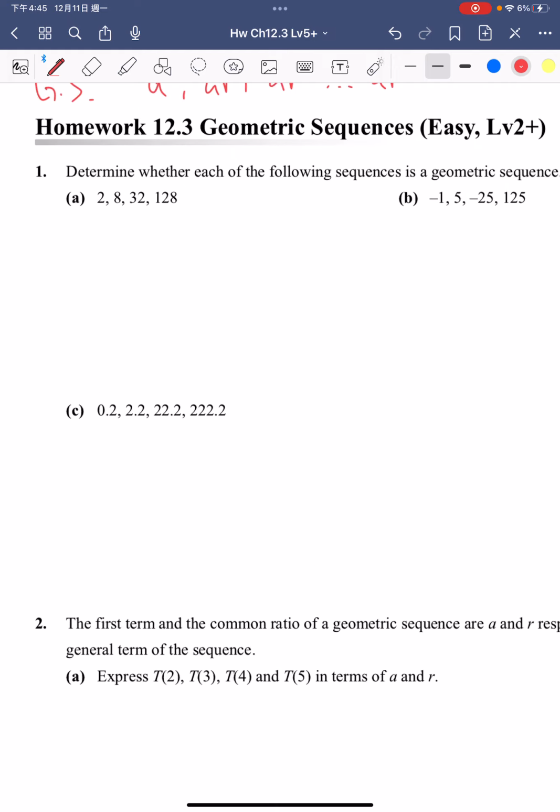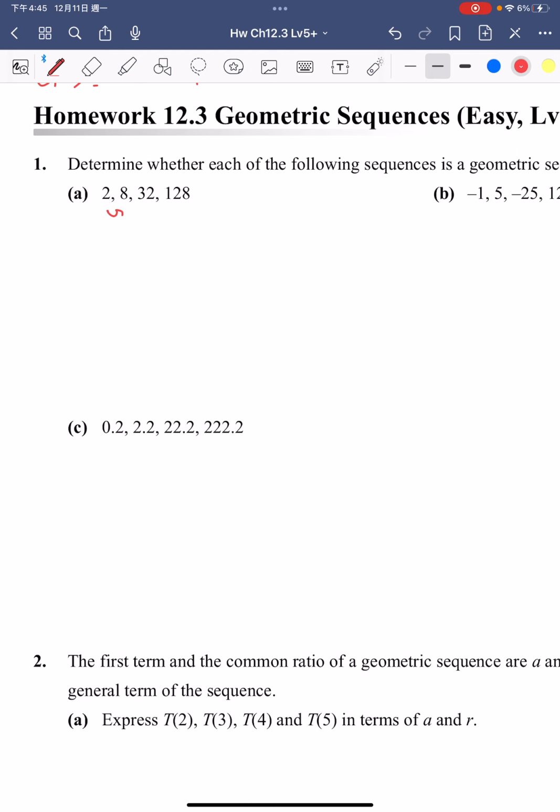So we check the first part. The ratio between them is equal to 8/2, giving you 4. And we have 32/8, which is equal to 4 as well. And 128 divided by 32 is still equal to 4. So they have the same ratio. So yes, it is a geometric sequence.